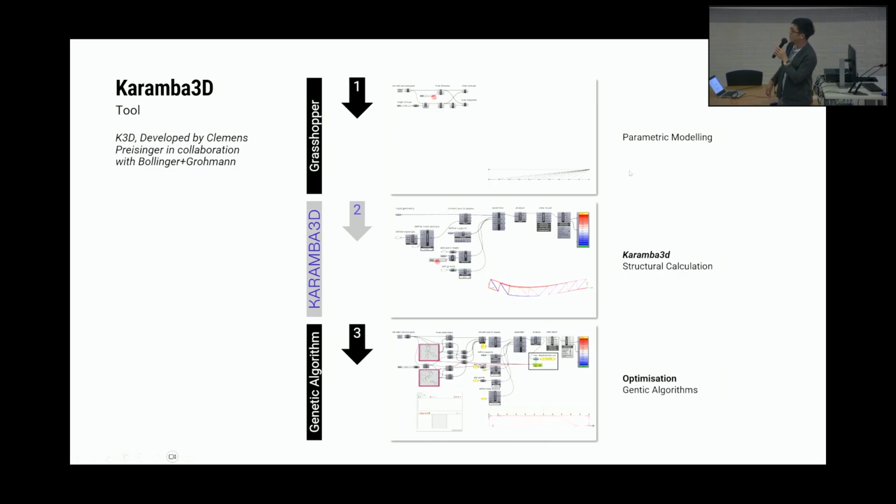Okay, so I think you already know a lot about Grasshopper and its capabilities, how you can make parametric structures. Karamba allows you to basically add this structural information, and genetic algorithm tools such as Octopus, Galapagos, and other optimization procedures can then be coupled with your Karamba scripts.